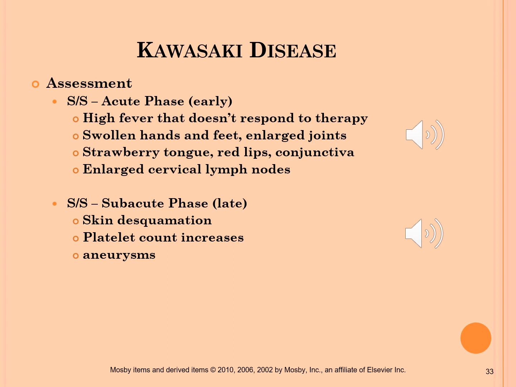Getting into more specifics, your acute phase versus your subacute. The acute phase is considered that first week. The child is very irritable, and they're uncomfortable because of the fever and the inflammation that's going on, that vasculitis. They can have joint pain from all the inflammatory process as well.